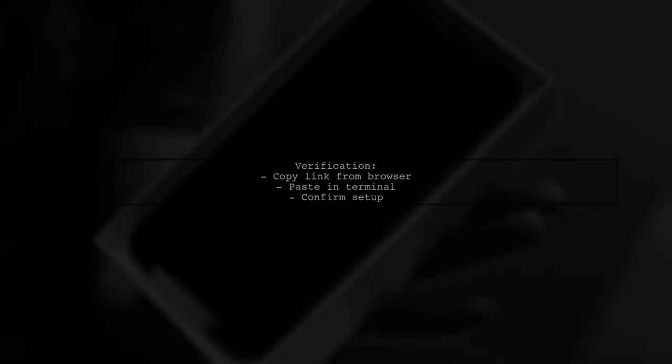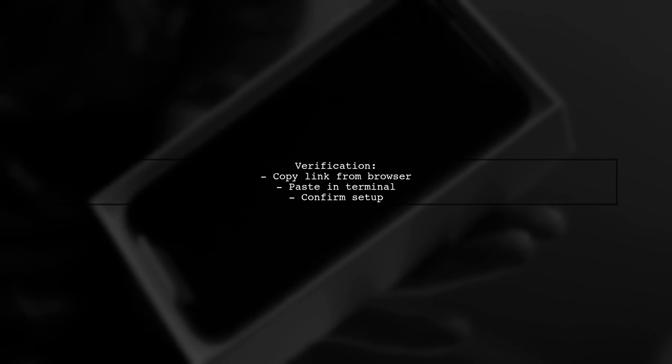During configuration, select options as prompted, and when asked about auto configuration, choose no. Copy the verification link from your local browser, paste it into the terminal, and confirm the setup. Finally, create another remote for Amazon S3 and repeat the configuration process. For more details on rclone commands, check the official documentation.